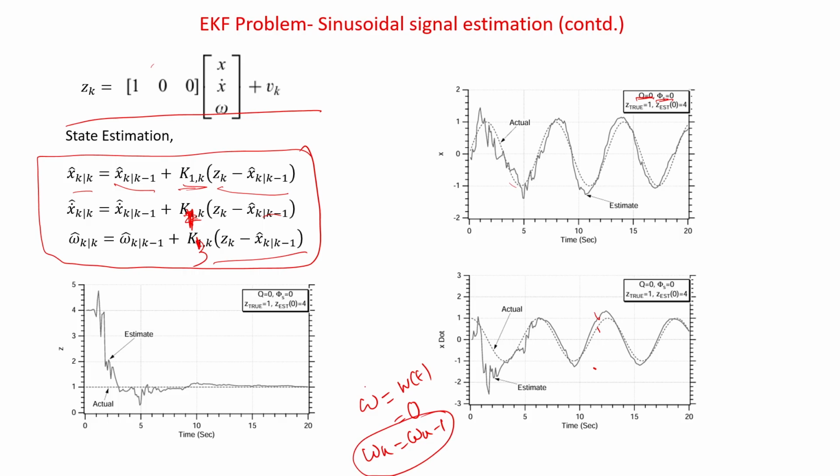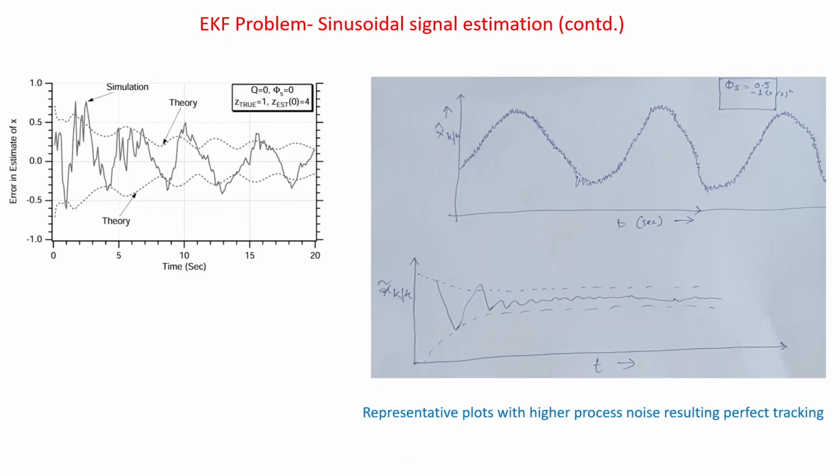So, if I now give a small q and resimulate it, this is a representative plot again, I will get a perfect sine wave. And if you see your position error, it will go to 0. Okay. So, this is a representative plot to show how things change in the extended Kalman filter.